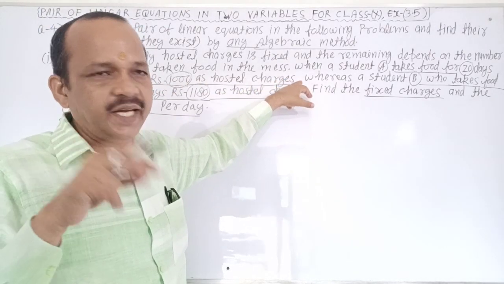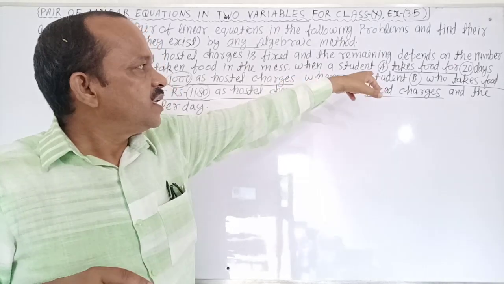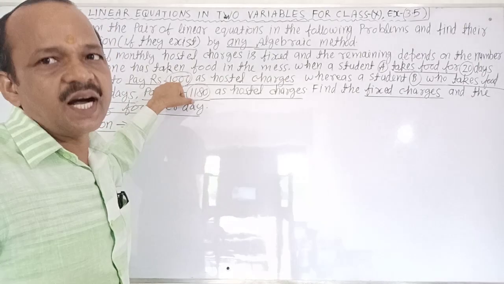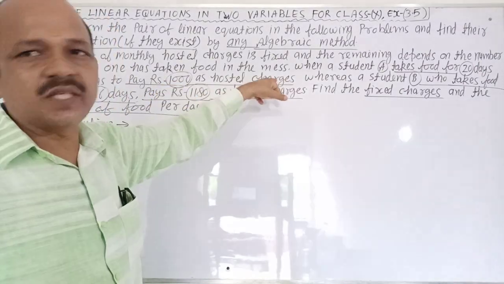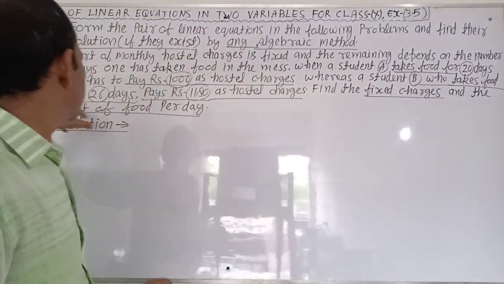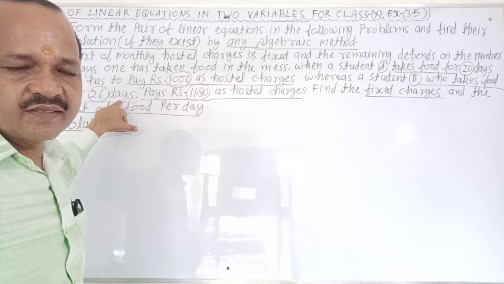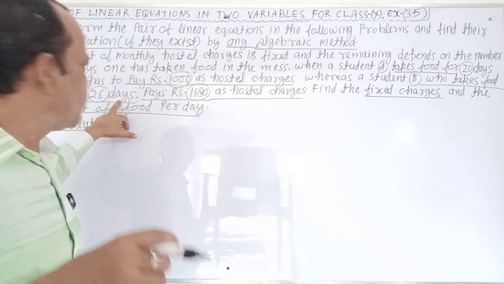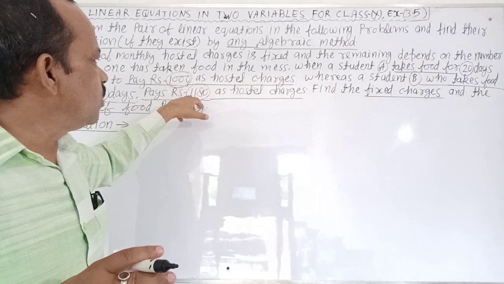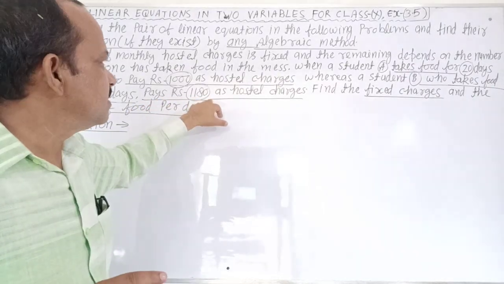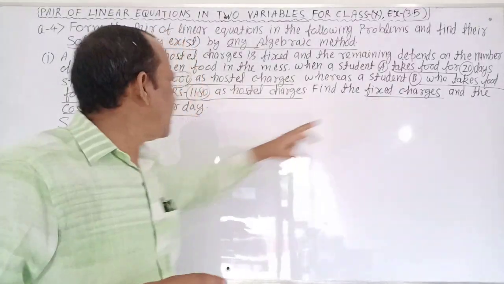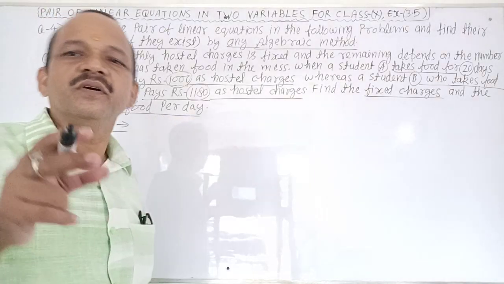Student A takes food for 20 days and pays Rs 1000 hostel charges. Whereas a student B who takes food for 26 days pays Rs 1180 as hostel charges. Find the fixed charges and the cost of food per day.